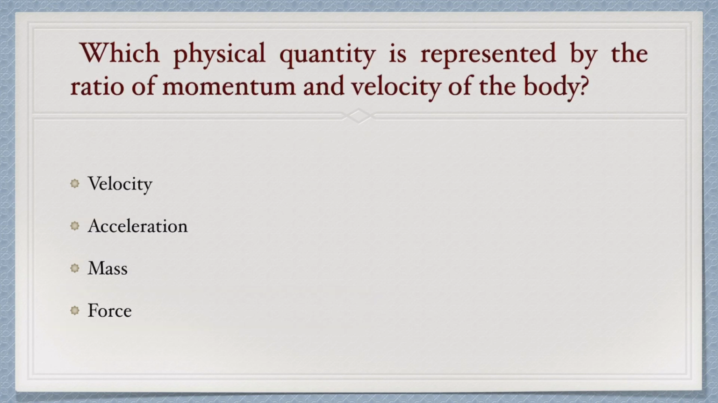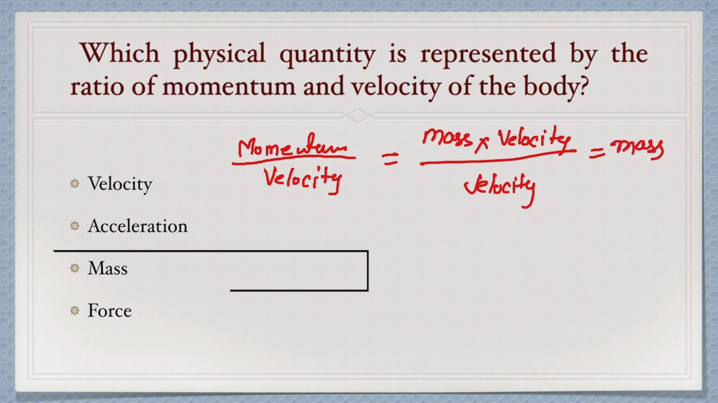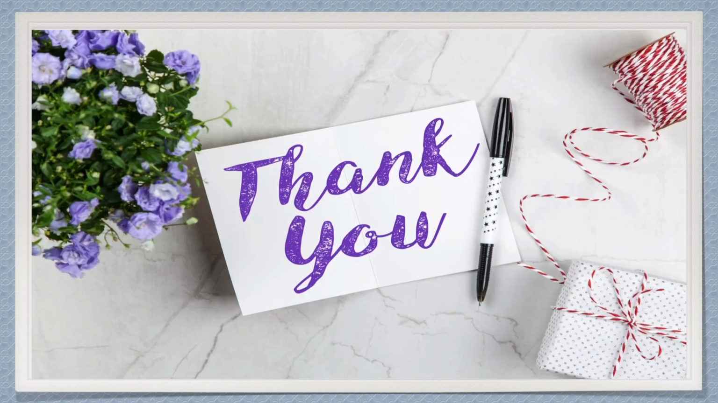Next question is: which physical quantity is represented by the ratio of momentum and velocity? So we have to find this ratio. Momentum is mass into velocity, and upon velocity, it equals mass. So the ratio will be mass. So the third option will be the correct answer.